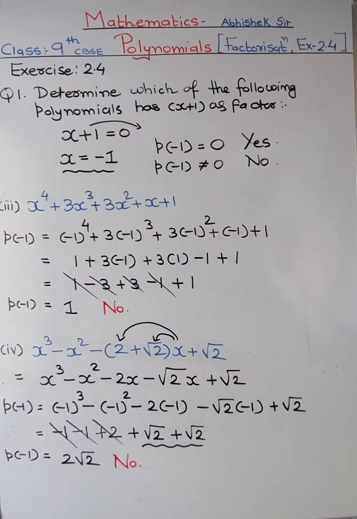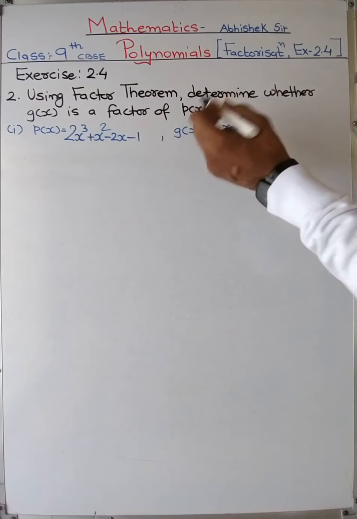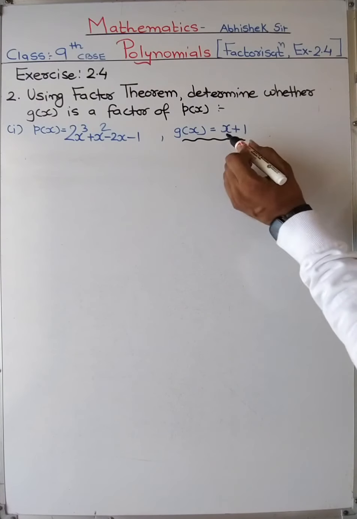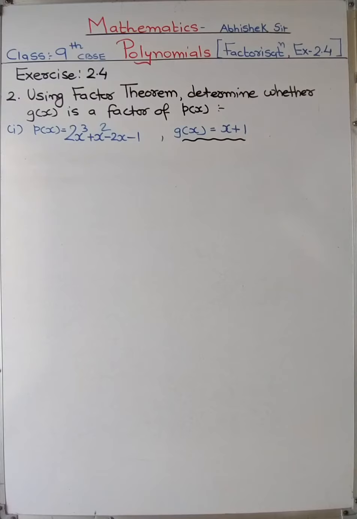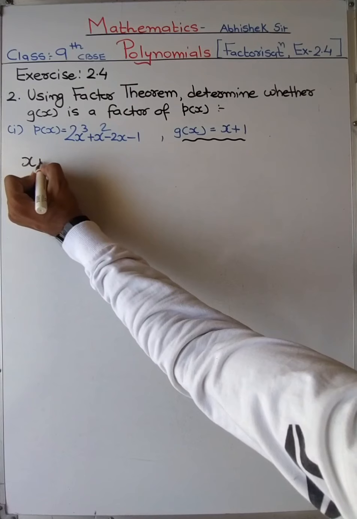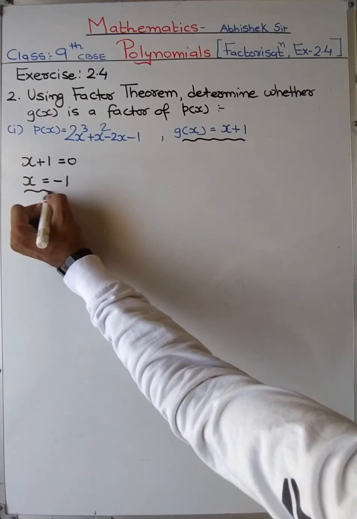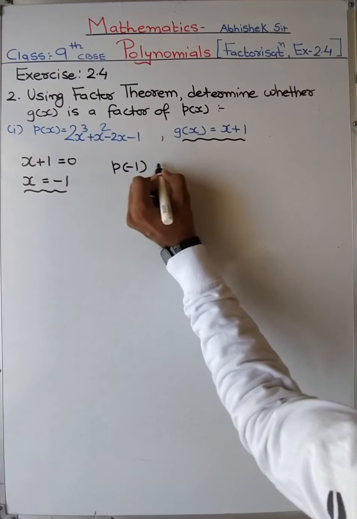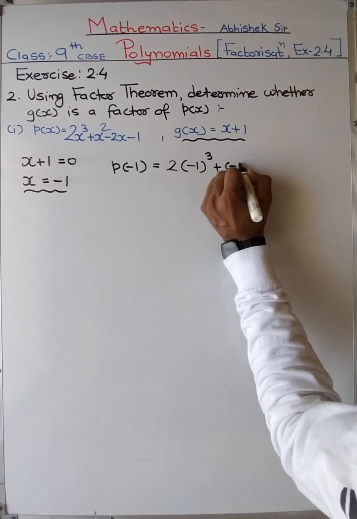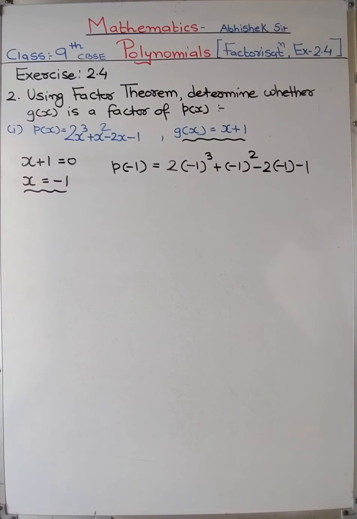Let us go to question number 2. Here in question 2, using factor theorem, determine whether g of x is a factor of p of x or not. G of x is given over here. From here we will get the zero of the polynomial and then we will go for p of that zero. Clear? So from x plus 1 equals 0, we get x equals minus 1. So here we will find p of minus 1: 2 of minus 1 cube plus minus 1 square minus 2 of minus 1 and ending with minus 1. Let us solve this.